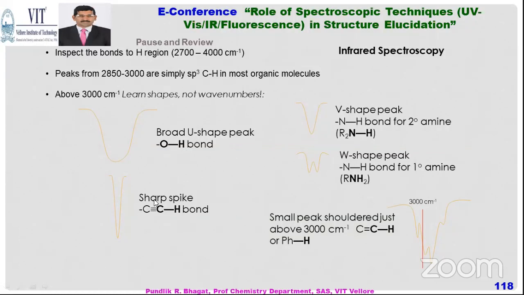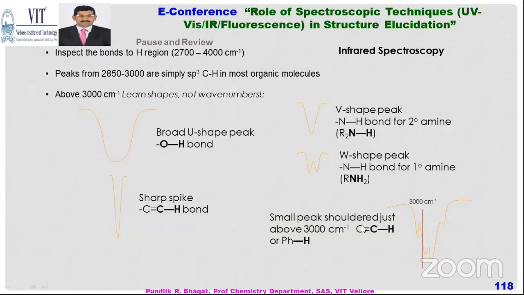If both are present in your compound, then you can identify: this is a broad peak and this is a sharp peak. Of course, this can also be sharp if your alcohol group does not contain hydrogen bonding. Then you will get this type of structure. But of course, there will be a difference. We can identify it very easily.